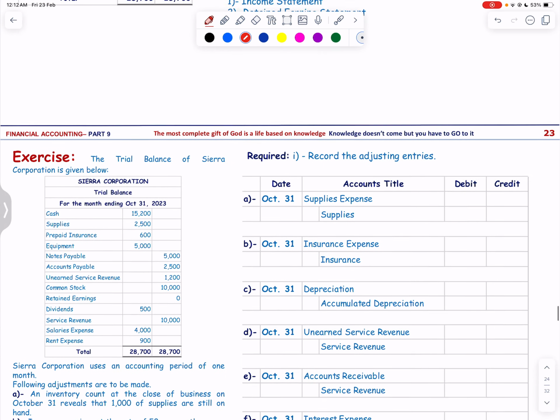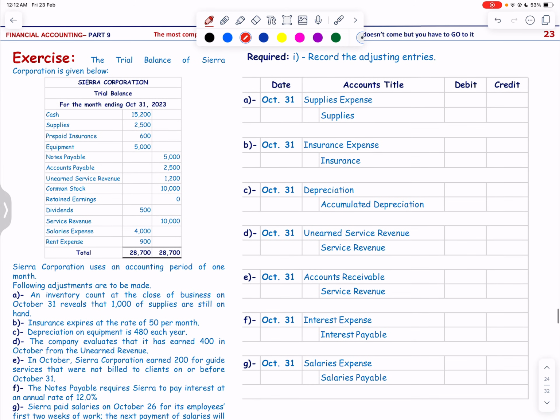Okay, let us see how we record the journal entries. An inventory count at the close of business on October 31st revealed that 1000 are still on hand. Now you can see we have supplies of 2500. So 2500 minus 1000 means supplies of 1500 have been consumed. So supplies expense is debit by 1500 and supplies is credit by 1500. Insurance expires at the rate of 50, so insurance expense is going to be recorded as 50.